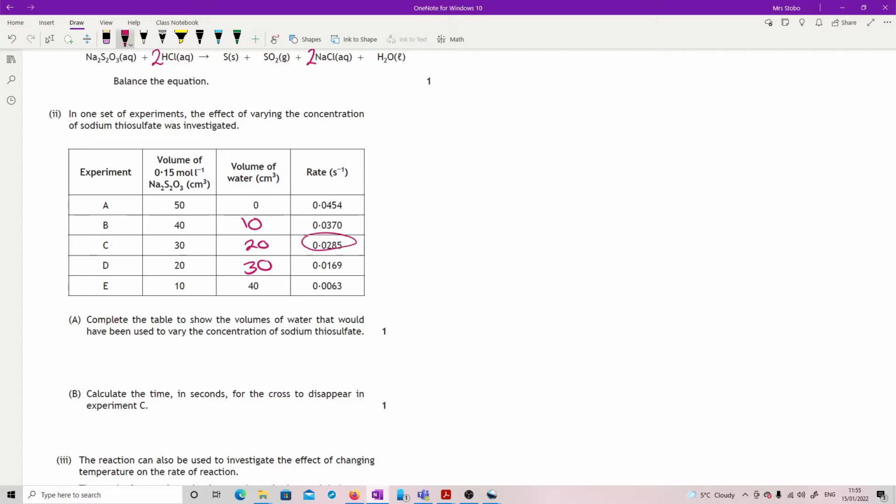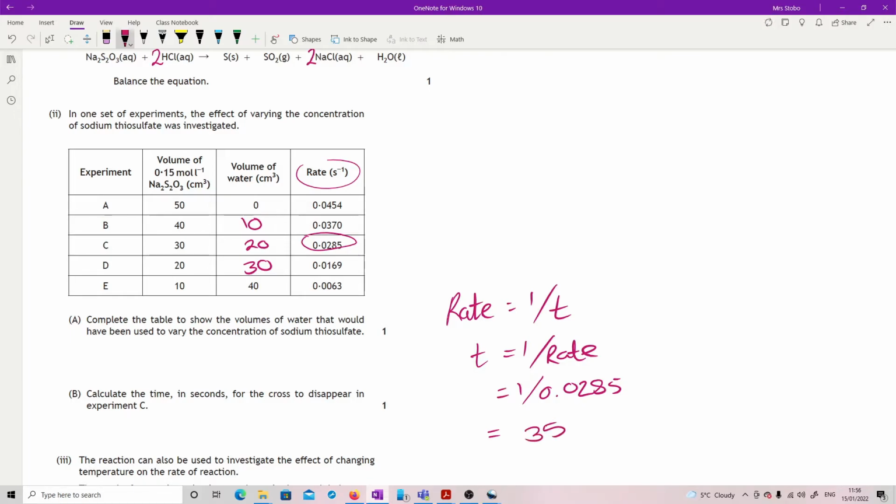Calculate the time in seconds for the cross to disappear in experiment C. Okay, first one, I think that is properly higher stuff. Right, so what we have here is the rate, which is 1 over t. I am looking for t, so t is 1 over rate. Plug it in, so I'm looking for 1 over 0.0285, and that will give me 35 seconds, or 35.1, or 35.09, depending on where you round to, but there you go.